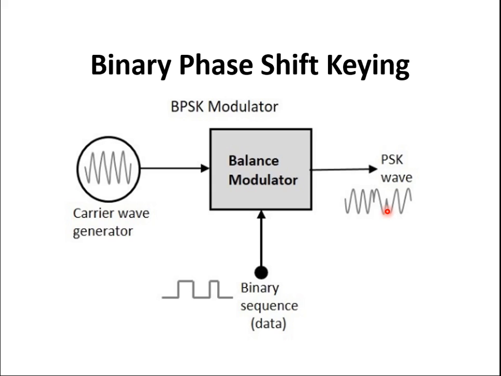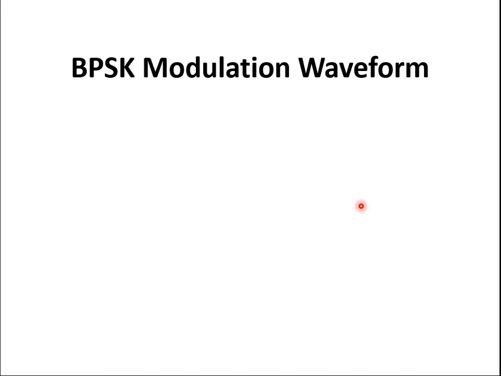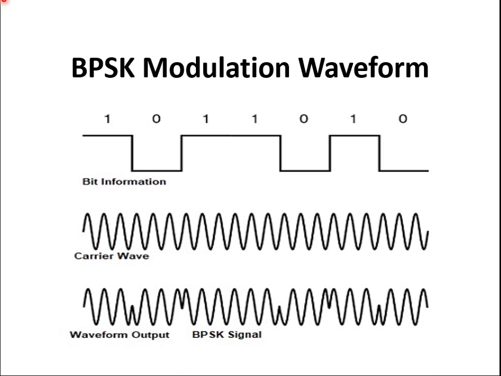Now the question is, how can I get such a signal? That is a very important question. So now we will see how we can get such a phase shifted signal. Here you can observe, the first one is my input signal, and I have a carrier signal too. But the question arises, how does my modulated signal look like this?